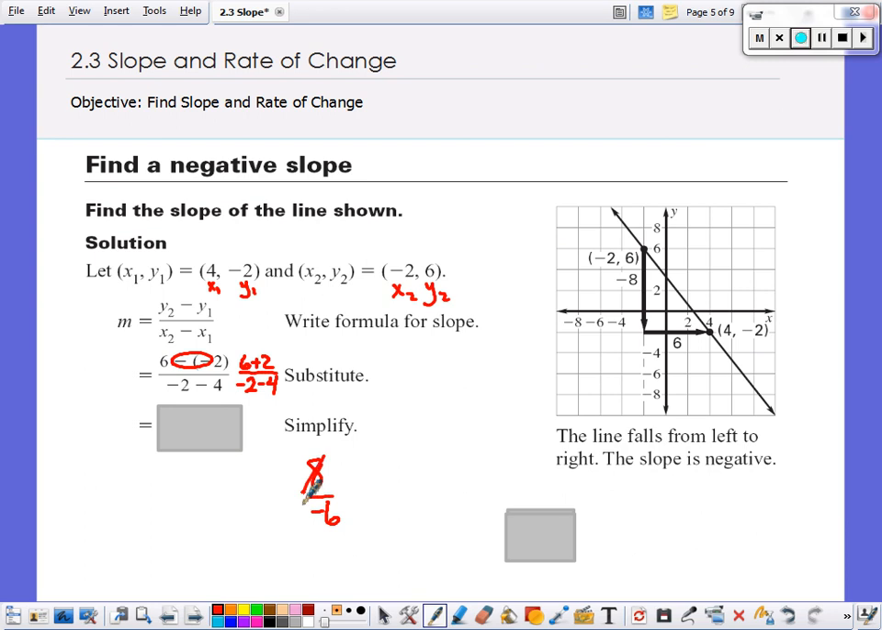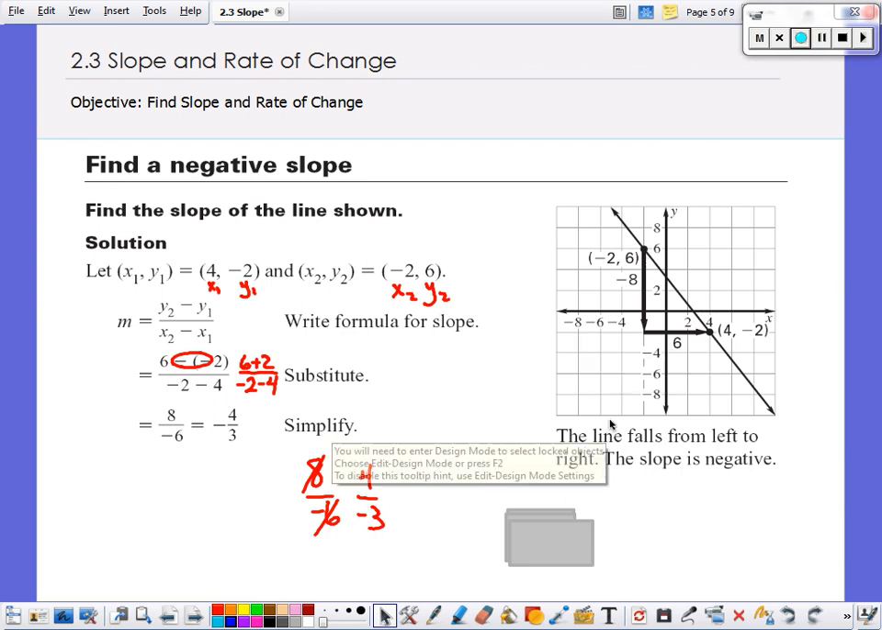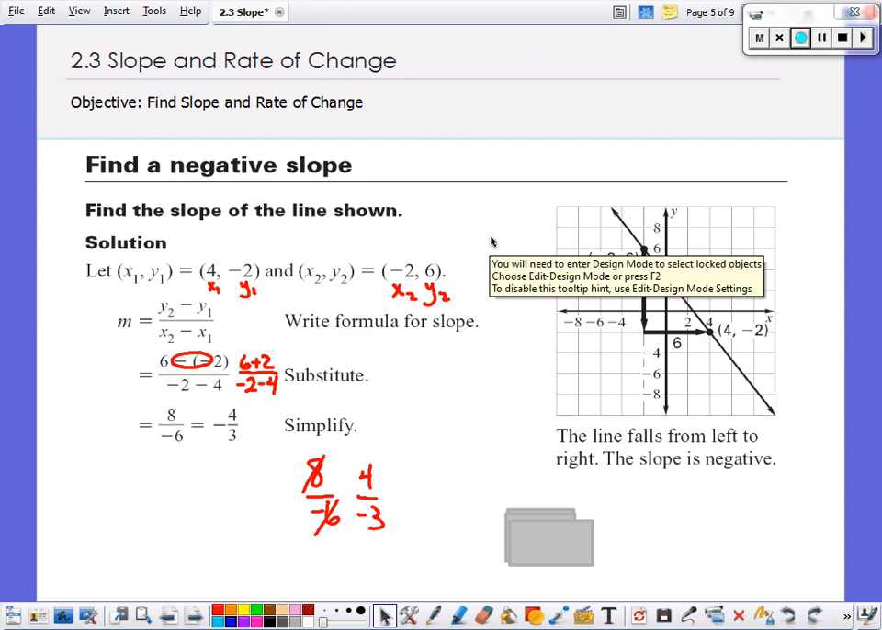But we'll want to reduce it by 2, so we get 4 over negative 3 as our final answer. You can see that simplification right there on the screen. If we come over and just check ourselves with the line, we plot those 2 points. Notice our rise, 1, 2, 3, 4 down. So negative 4, 1, 2, 3. Negative 4 over 3 or negative 4 thirds is what we have. So that matches up perfectly with that.